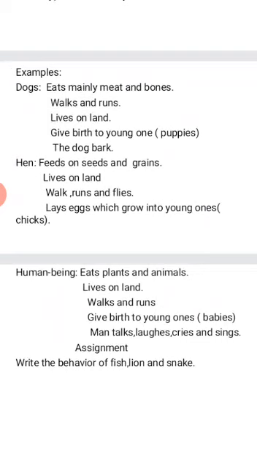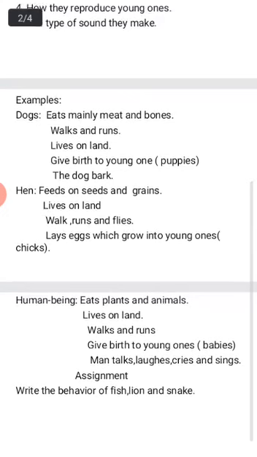Dog likes meat and bone. They walk and run. They also live on land. They give birth to the young one. They bark. But hen, they feed on grain. They cannot eat meat. They cannot eat leaf, but they like eating seed. The seed I mean is like rice, maize, guinea corn. They like eating seed and grain.